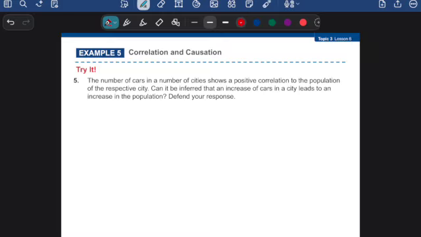Try it 5. The number of cars in a number of cities shows a positive correlation to the population of that city. Can it be inferred that an increase of cars in a city leads to an increase in population? So let's draw a rough graph of what this would be. Okay, and the number of cars is our x value, and our y value is the population. Does the number of cars, if the number of cars increases, does that directly affect the population?